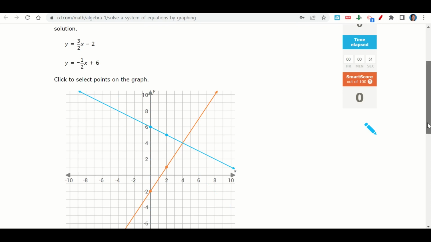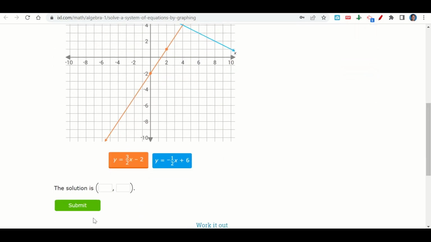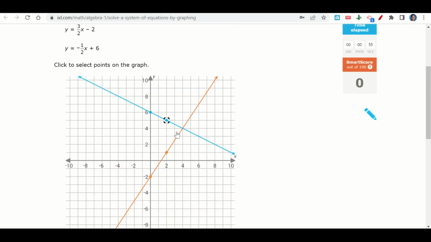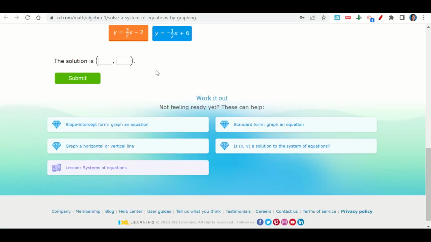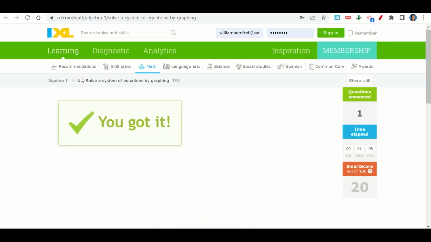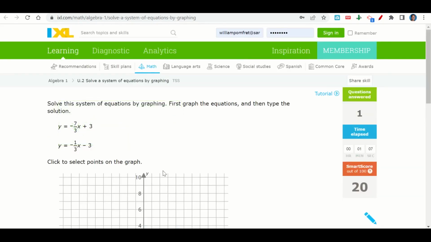So now I've graphed the two, and it wants me to also state what the solution is. So where did they cross? Well, they cross right here, which I can see my x is 4, and my y is 4. So my solution is 4, 4, and I hit submit. It tells me I got it right and gives me another question. Notice my SMART score went up.